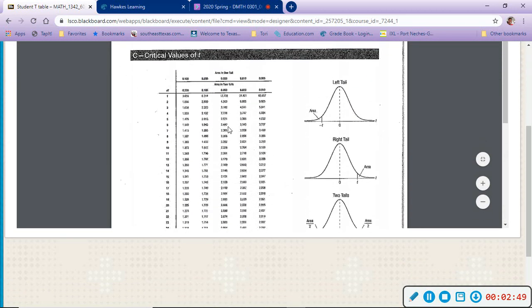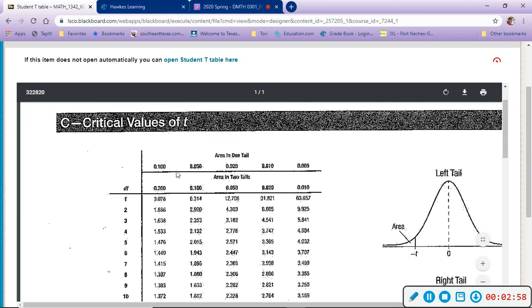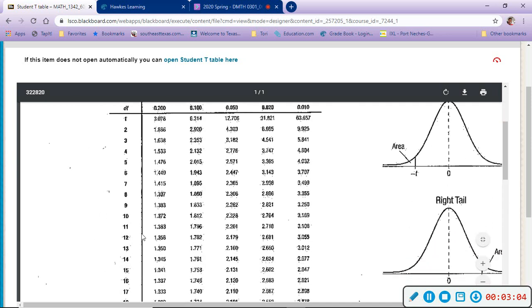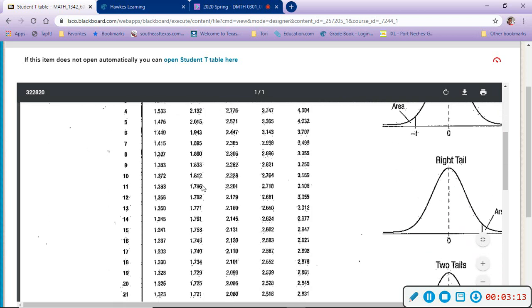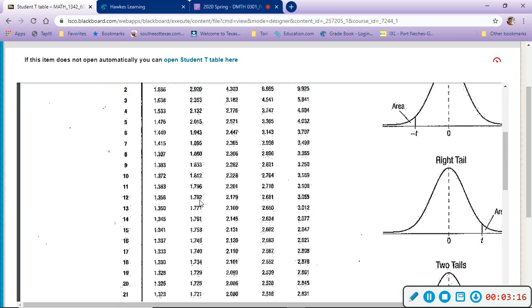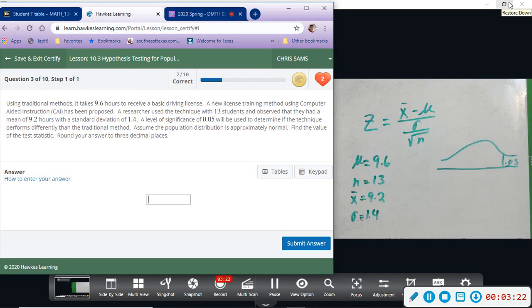Okay, so it gave us that level of significance at 5%. Let me zoom in. Here we go. Level of significance, this is 10, this is 5%. Since we had 13 minus 1, that gives us 12 degrees of freedom. So this is area in 1 tail, 5%. This column right here, 1.782, kind of hard to read, 1.782. That would be our critical value. We're going to compare that to our actual statistic.